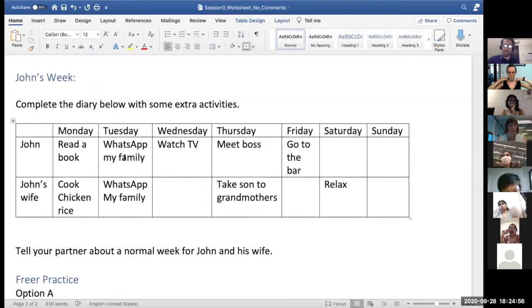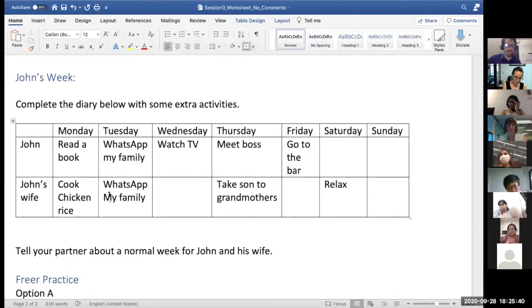They WhatsApp my family. Well, they WhatsApp Diane's family? Diane, do you know John? Their family. Good. Families. Yes. So yeah, they WhatsApp their families. Very nice. And does John WhatsApp his family on Thursdays? No, he meets the boss. Yes, okay, meets the boss.